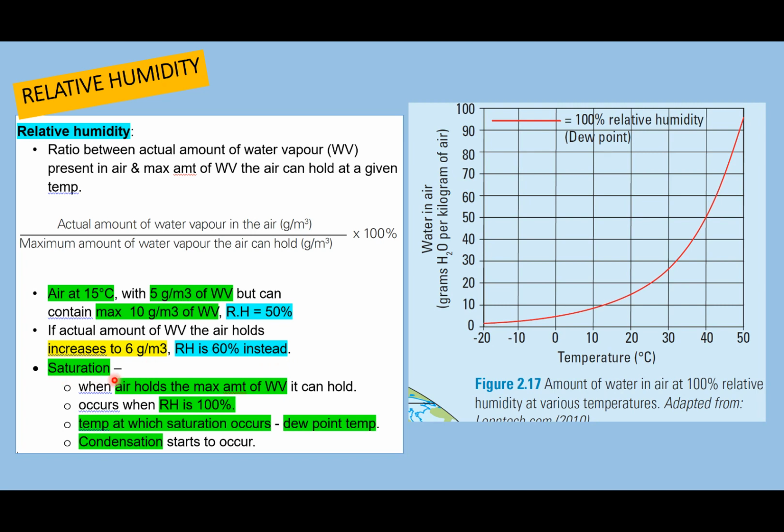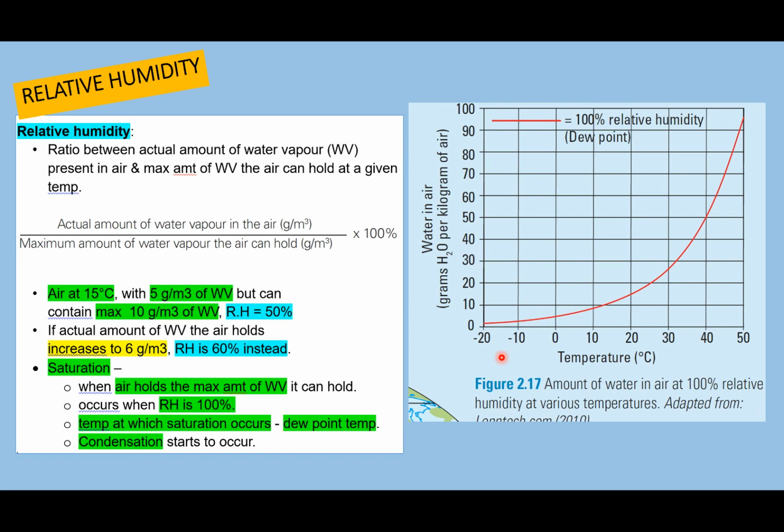Now, what is saturation point? Saturation point is when air holds the maximum amount of water vapor it can hold. This occurs when RH is 100%. The temperature at which saturation occurs, you call it dew point temperature. At dew point temperature, condensation starts to occur.